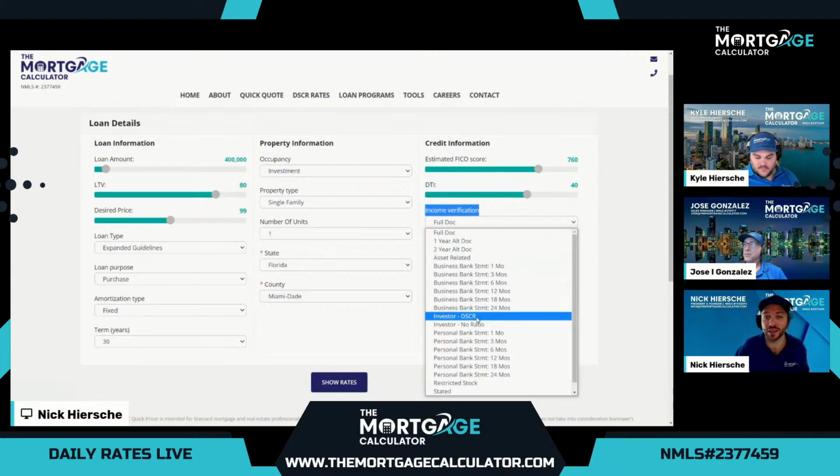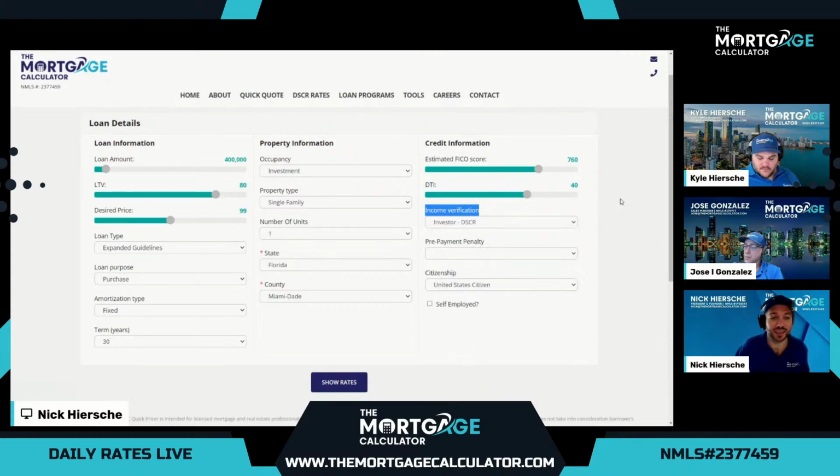It's not eligible for anything else, but for investment properties, this is the most popular income verification because it doesn't actually require income verification from the borrower. We're not going to use any employment documentation, any income verification from the borrower. We're simply going to use the estimated rental income from the rental property to determine if the rents from that property will cover the PITIA, the mortgage expenses, right?